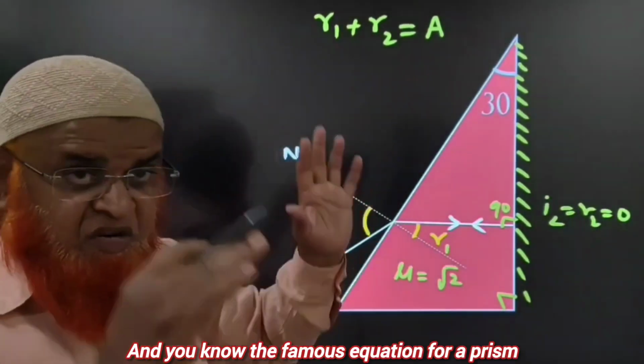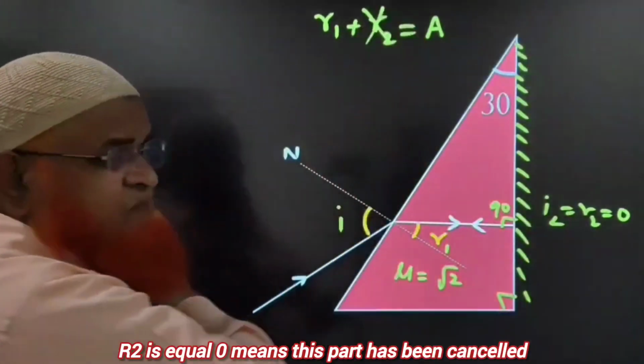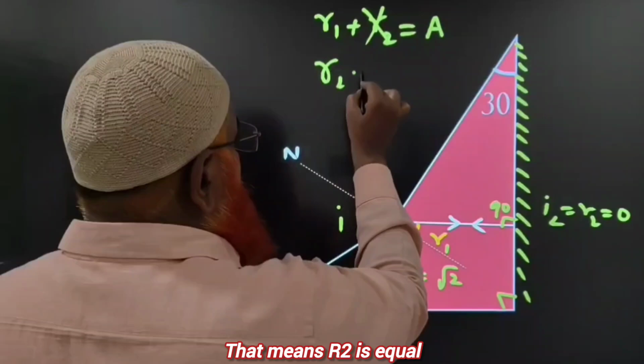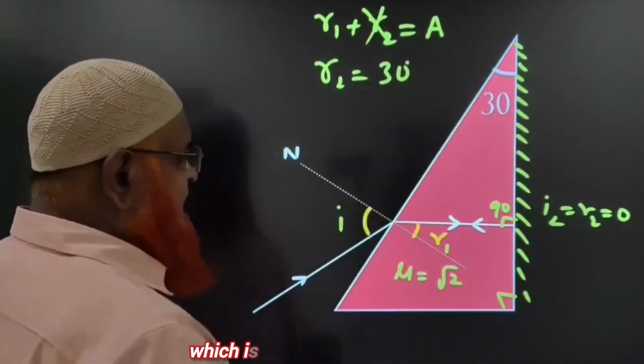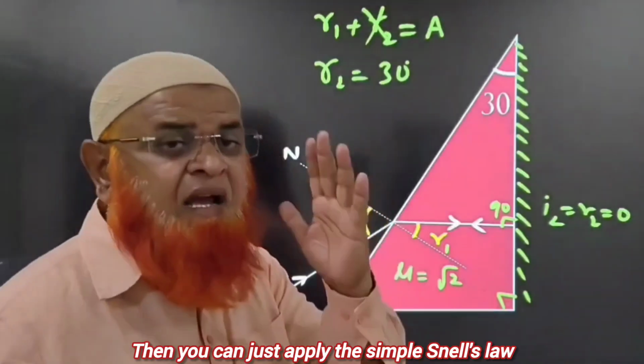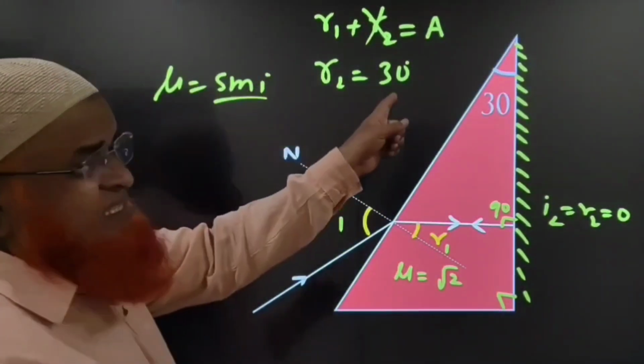And you know the famous equation for a prism, r1 plus r2 is equal to A. r2 is equal to 0 means this part has been cancelled. That means r1 is equal to A, the refracting angle of the prism, which is nothing but 30 degrees. Then you can just apply the simple Snell's law. What is that? Mu is equal to sin i by sin r, and r is 30 degrees.